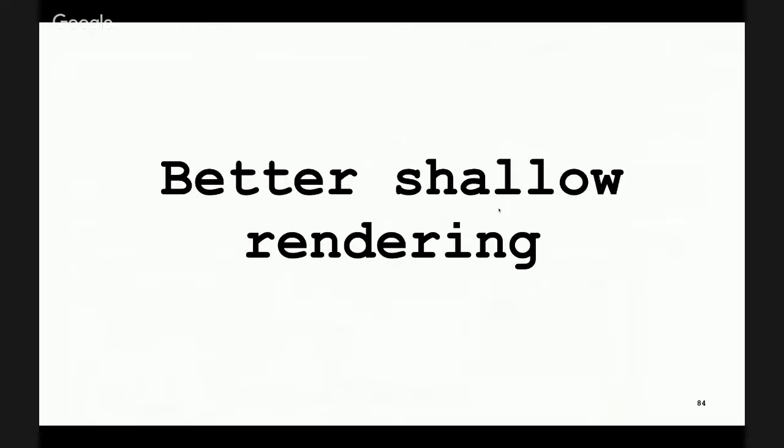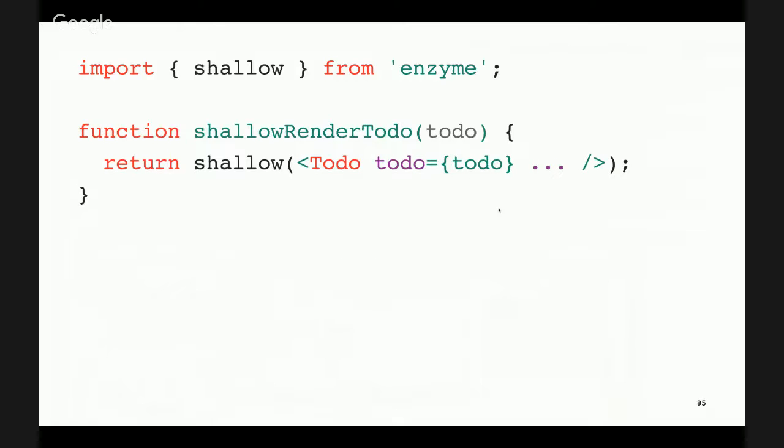So if we start looking at shallow rendering, Enzyme gives us a function called shallow, which we can just call with a React component, and it will shallow render it for us. So remember earlier I had this shallow render function, which was much more complicated. I had to call TestUtils getRenderedOutput and all the rest of it. Now I can just call shallow from Enzyme.